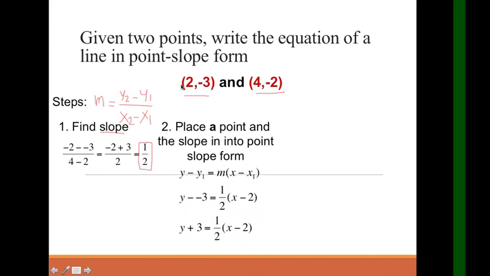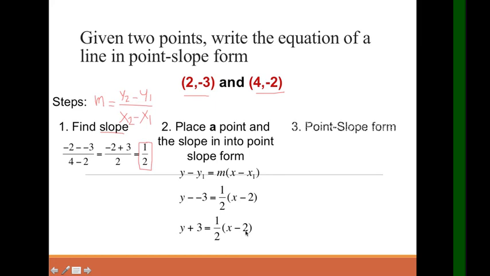Okay, so this is our first point. Yung second point, wala na tayo kasi what we want is y sub 1 and x sub 1. We don't have x sub 2 and y sub 2. So we have y minus y sub 1 equals m quantity x minus x sub 1 using the point slope form. So we have this one is negative 3. So both are negative, it becomes positive 3. And then m is 1 half. And then x minus 2.